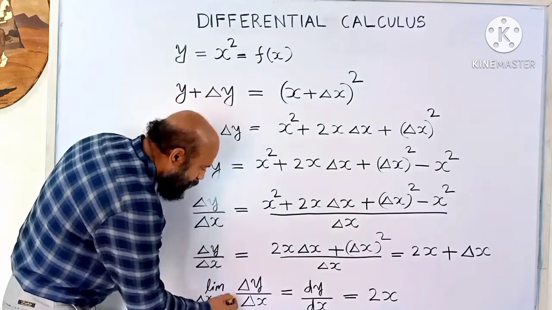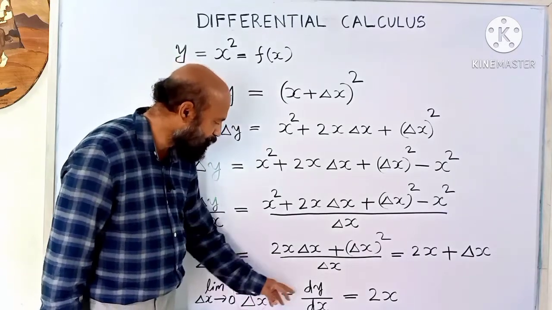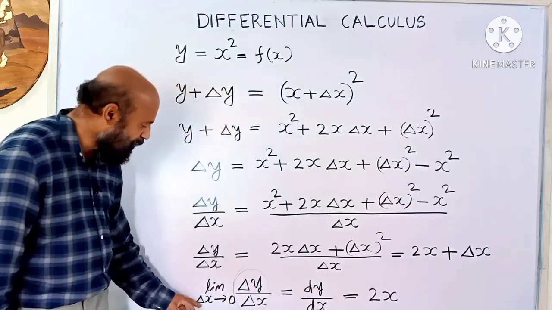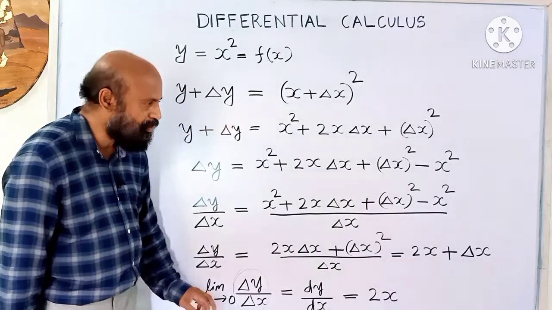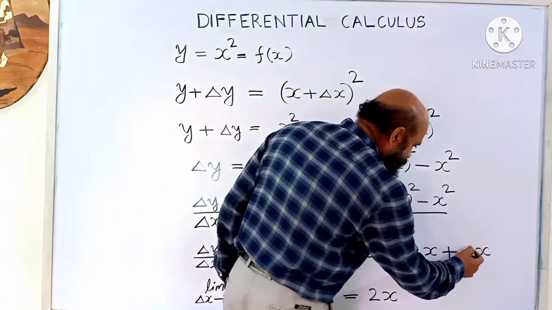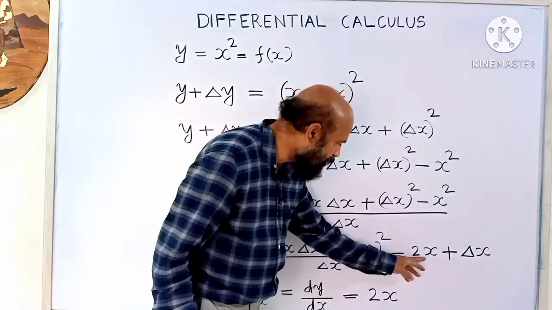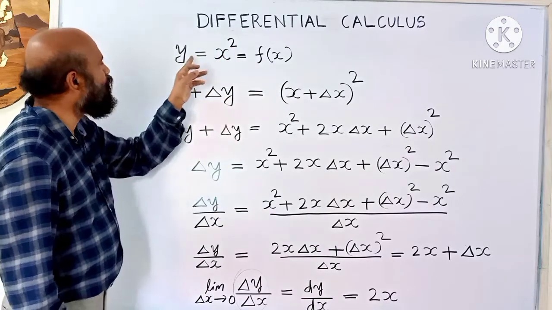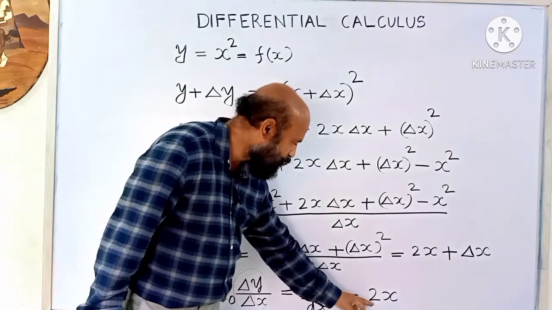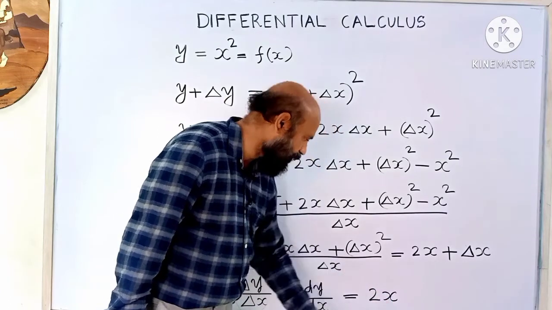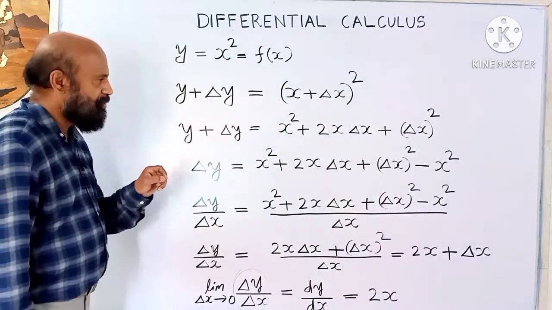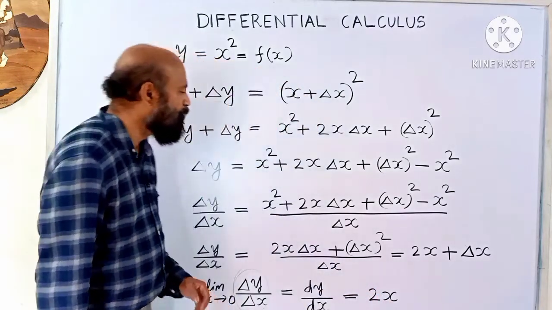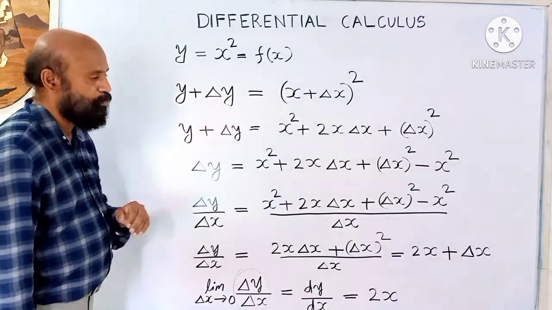Then this ratio delta y by delta x is known as dy by dx, the differential coefficient of y with respect to x. When delta x tends to 0, that is delta x is very small, so it's negligible. So this delta x can be neglected, so you will get 2x. So the derivative of x square is 2x. When y is equal to x square, the derivative is 2x. In the last example x was 2, so if you put 2 into 2, that is 4, so dy by dx is 4 when x is 2.